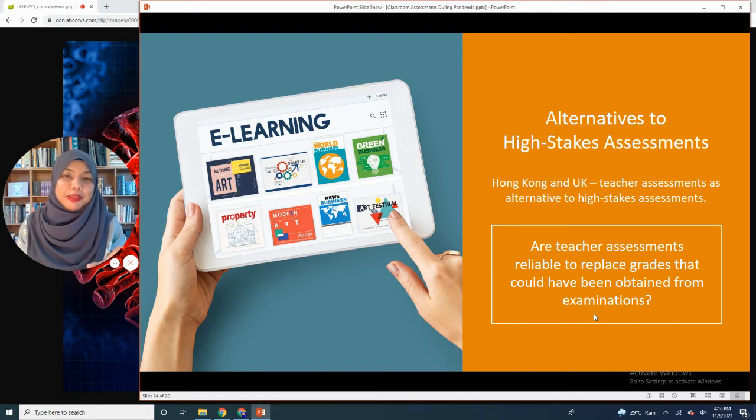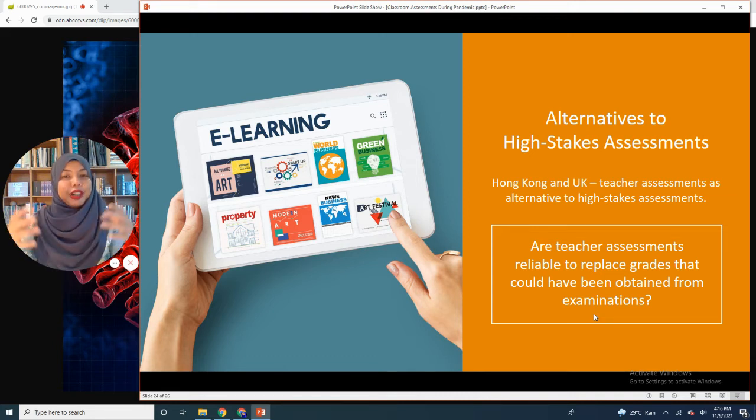What are formative assessments? Formative assessments are carried out while teaching and learning are ongoing, and the focus is on learning progress. High stakes assessments, or summative assessments, are carried out at the end of a particular teaching and learning period, and the goal is to gather evidence that would indicate achievement.